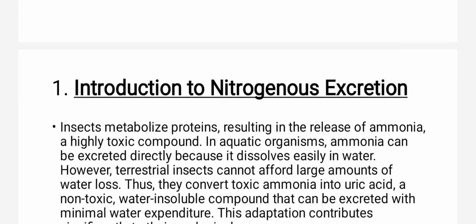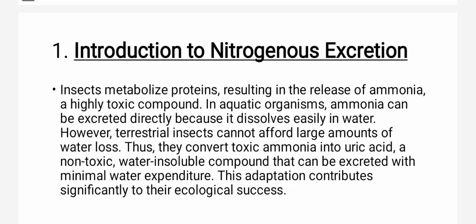When we talk about the introduction to nitrogenous excretion, insects metabolize protein, resulting in the release of ammonia, a highly toxic compound. In the case of aquatic organisms, ammonia can be excreted directly because ammonia dissolves easily in water. In the case of terrestrial insects, they cannot afford large amounts of water loss, so they convert the toxic ammonia into uric acid. Uric acid is a non-toxic, water-insoluble compound that can be excreted with minimal water expenditure.